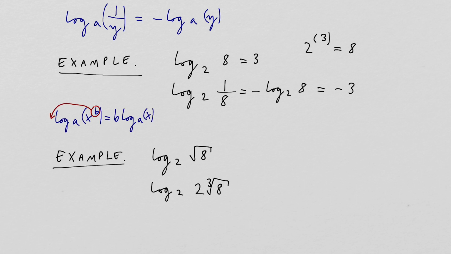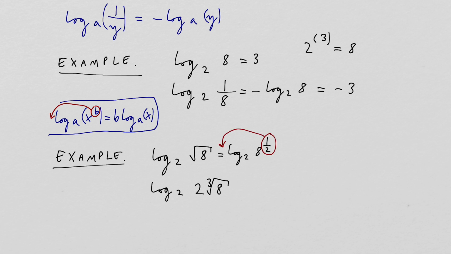Let's use the next rule to calculate some logarithms. If we have the log 2 of square root of 8, we can express the square root as power 1/2. We can shift the power 1/2 into the front of the logarithm to get 1/2 times log of base 2 of 8. We know that this number here is 3, so we get 3 over 2.